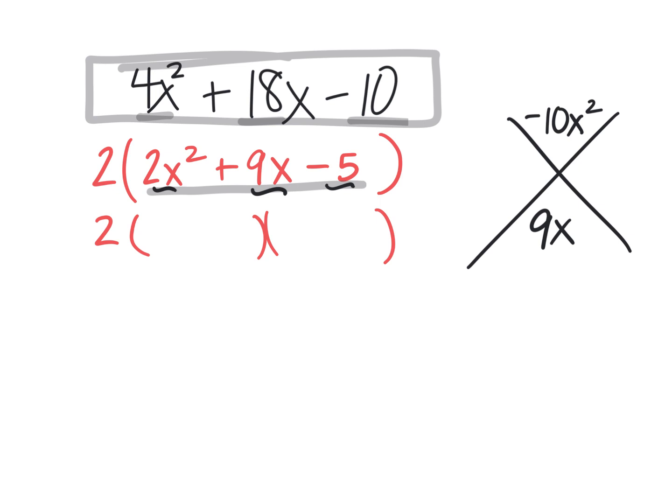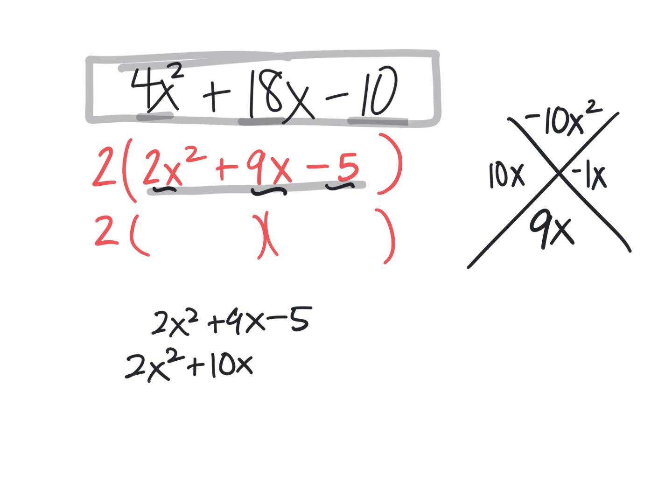So think to yourself, what times what is negative 10, but when you add, you get 9? Well, I think I can make a 9 out of a 10 and a 1. This one needs to be positive. This would be negative 1x. So now I'm going to come down here and rewrite the 2x squared plus 9x minus 5 as 2x squared plus 10x minus 1x minus 5.